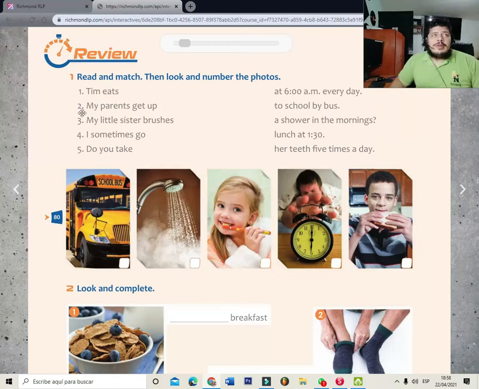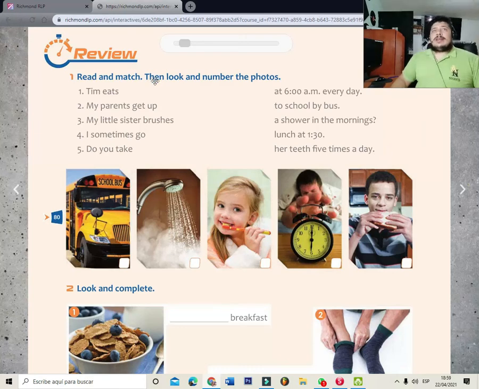Number 1, Tim eats. Number 2, my parents get up. Number 3, my little sister brushes. Number 4, I sometimes go. And number 5, do you take? With a line, we have to find the correct second part of the statement, the part that makes sense: at 6 a.m., every day, to school by bus, a shower in the mornings, lunch at 1:30, her teeth 5 times a day. So for example, number 3, my little sister brushes her teeth 5 times a day, right?